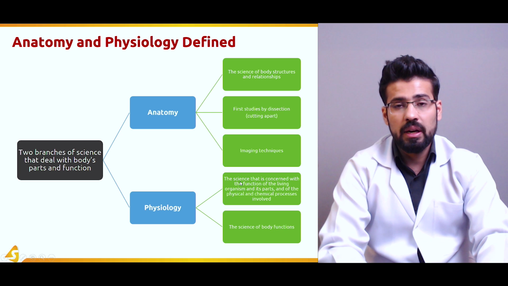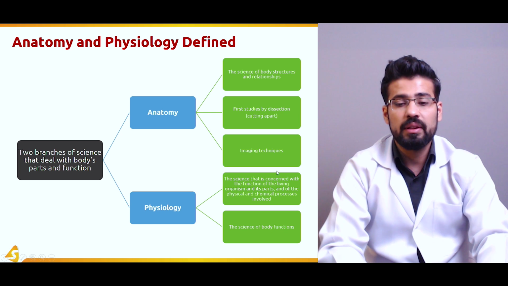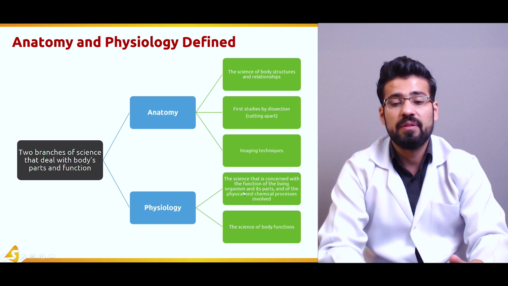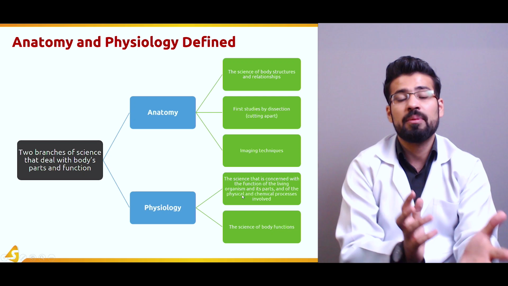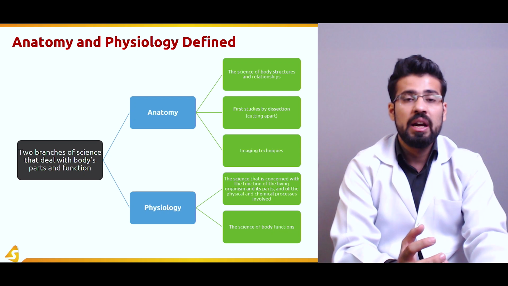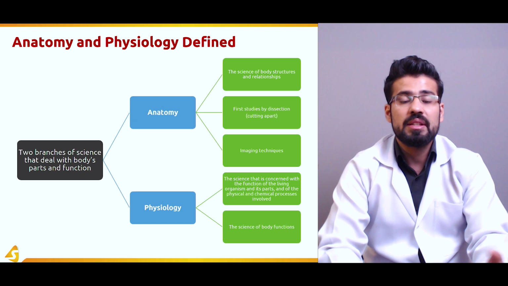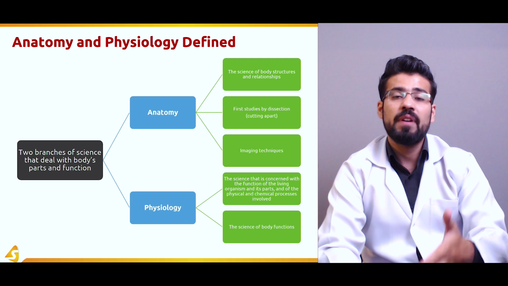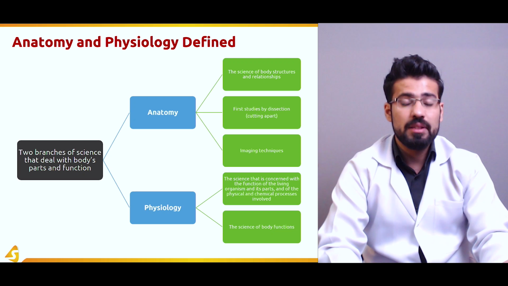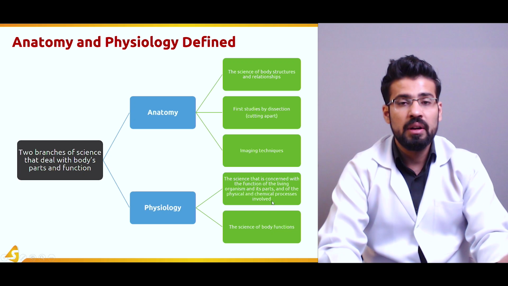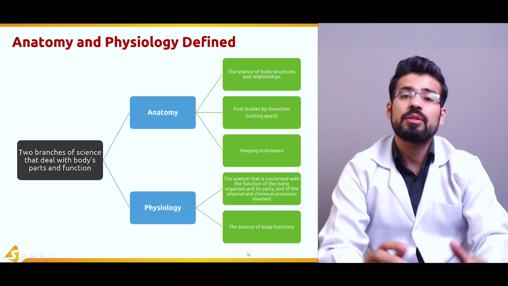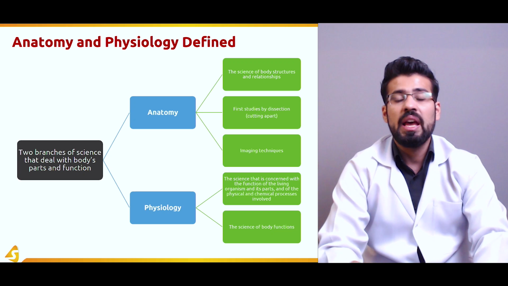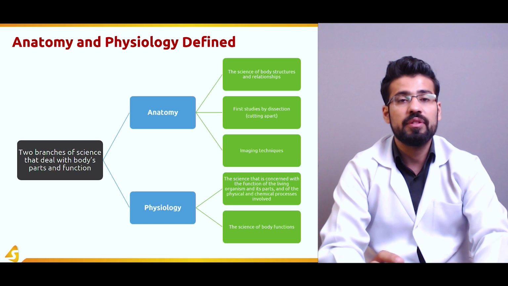So this particular branch of science dealt with the functions of living organisms, the parts of living organisms that function, and the chemical and physical processes behind them. It deals with the functions and mechanisms involved behind the normal functions of the body. So, to summarize, physiology is the science of body functions, and anatomy is known as the science of body structures.